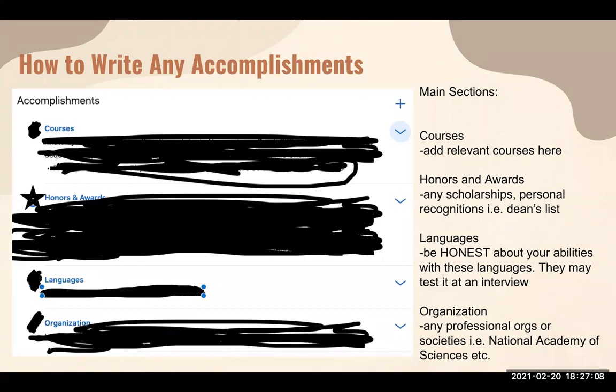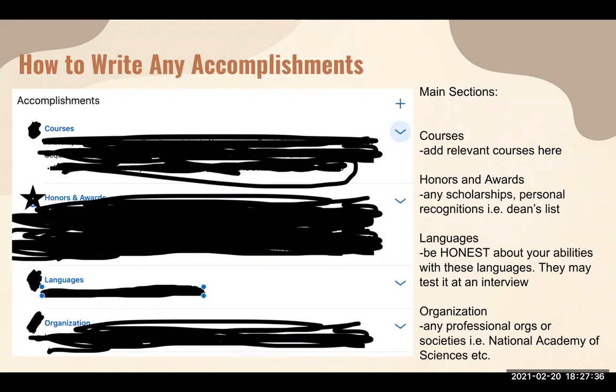So for courses, again, you want to add relevant courses here. What I mean by relevant is relevant to the career that you are choosing to pursue. So if you're interested in applying to graduate school, for example, maybe in public health, then you would want to add any relevant courses in statistical analysis or healthcare disparities or stuff like that, because those are considered relevant, right?